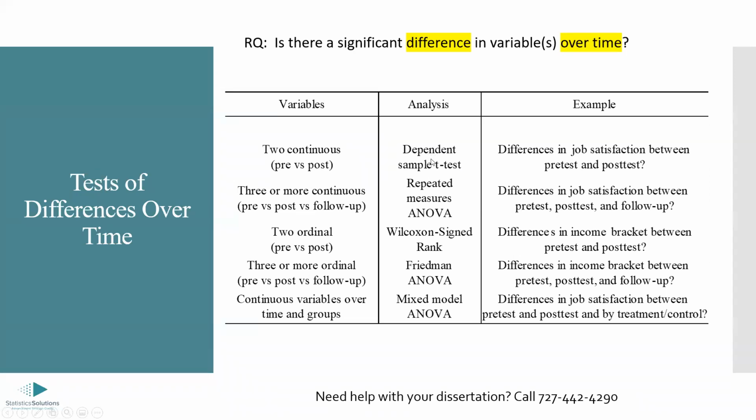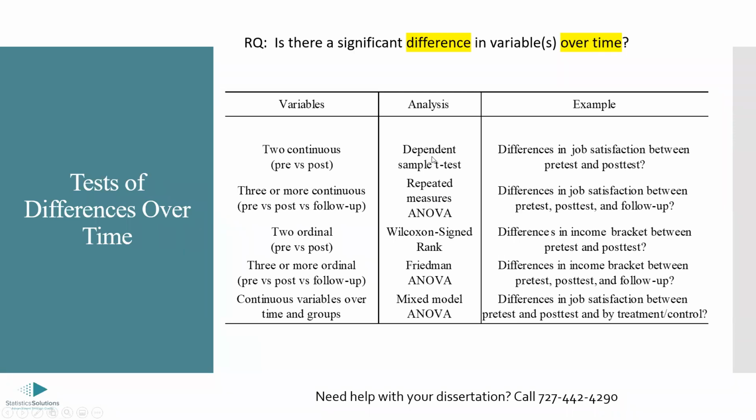Taking that idea and extending it and adding one more time point, pre, post, and follow-up, use a repeated measures ANOVA in this example. So it looks very similar to our previous one, but you've just included a final time point. So pre-test, post-test, and a follow-up done at some point in the future.